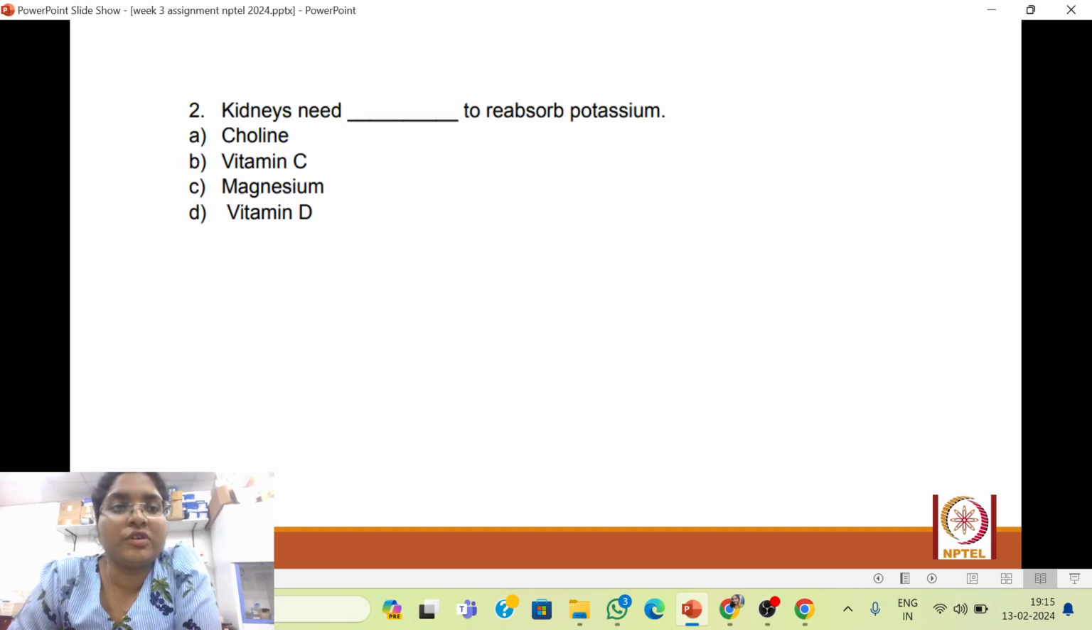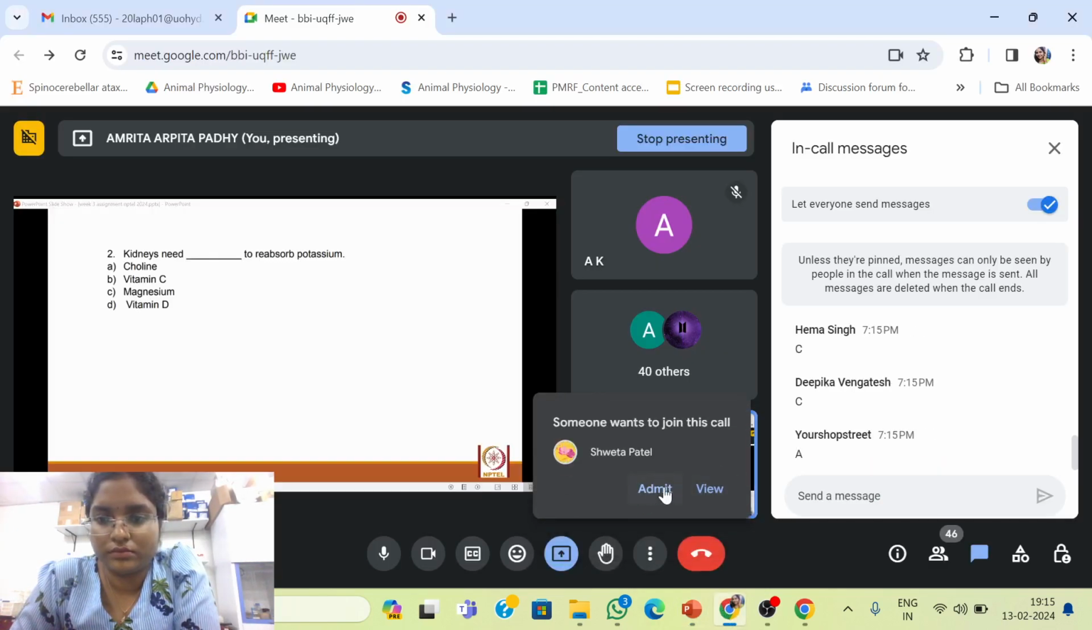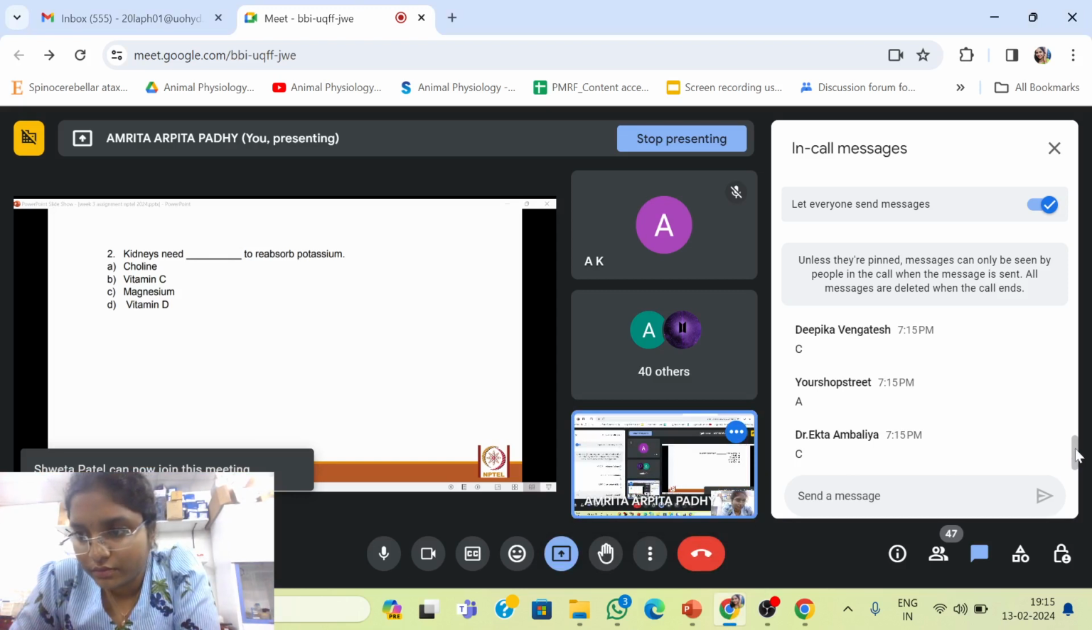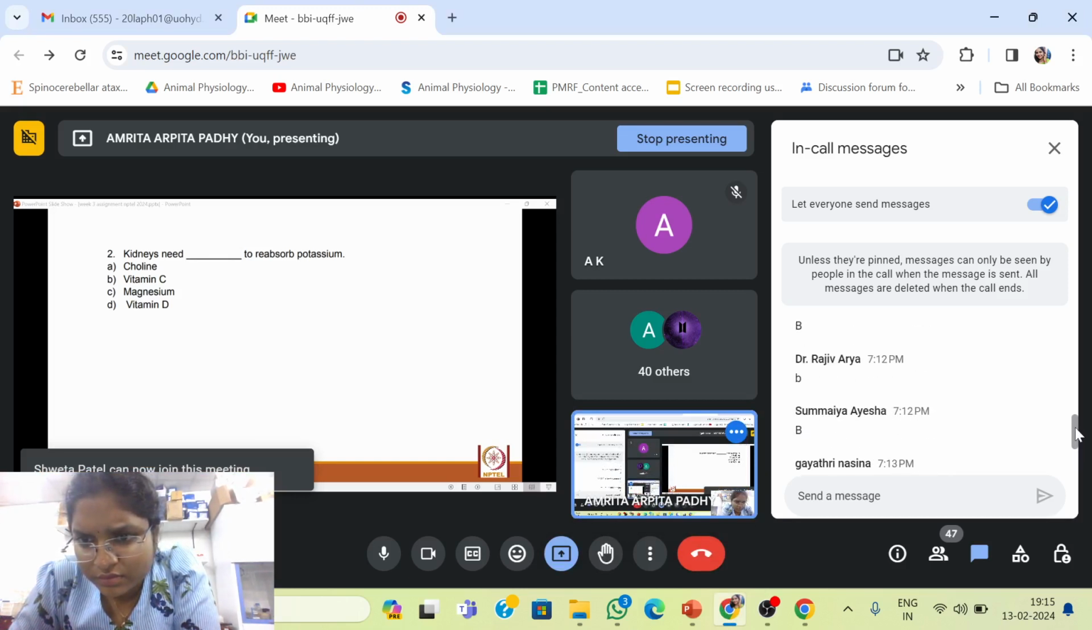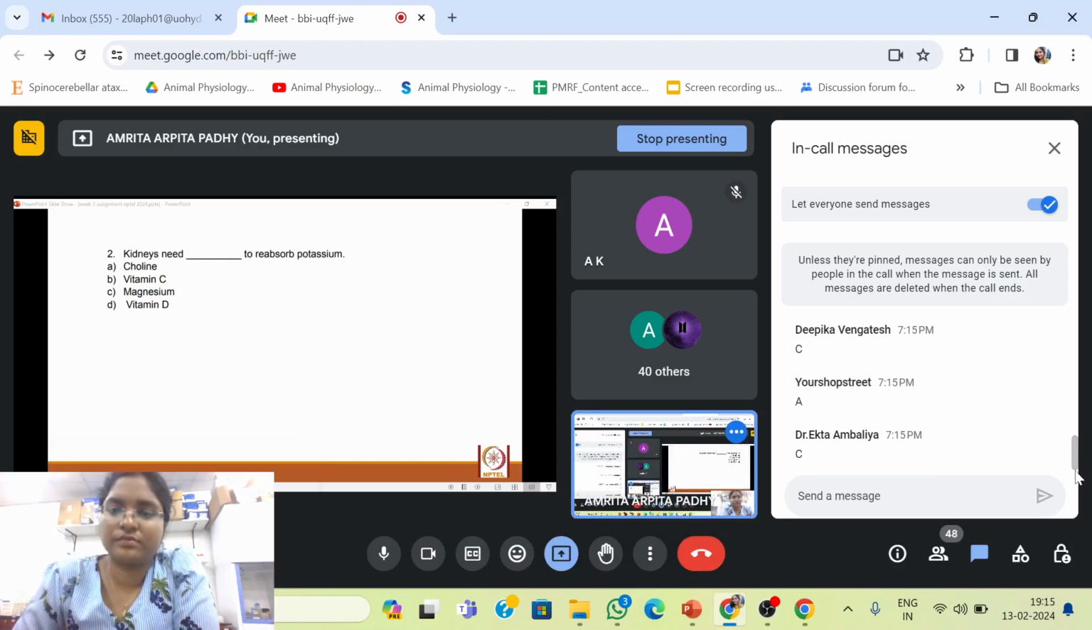Moving on to the second question. Kidneys need dash to reabsorb potassium: choline, vitamin C, magnesium, vitamin D. It's a very direct question. I don't think we need any kind of explanation. I just need to know what options you all are choosing from it.